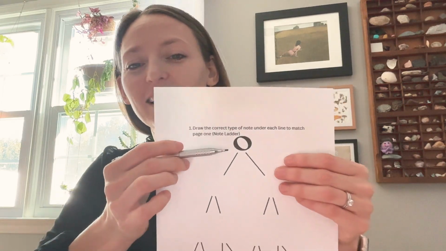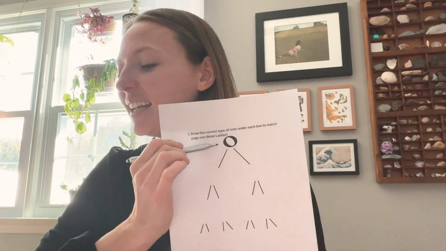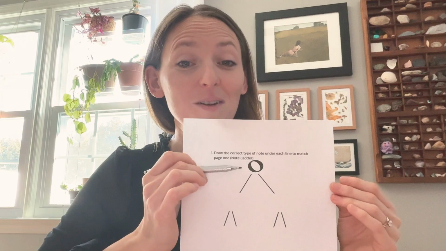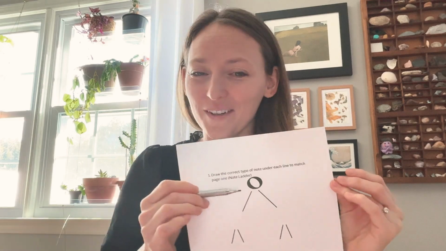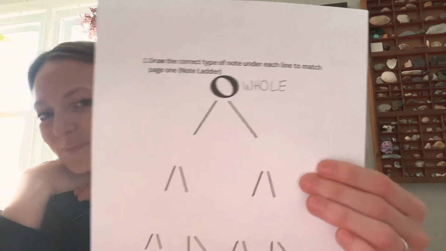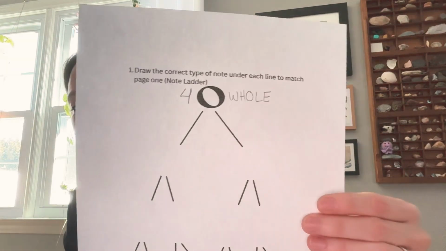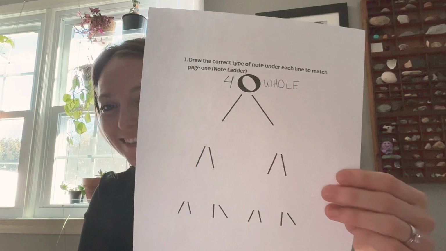Okay, so let's start here at the top of our ladder. We have our biggest note. That's why he's at the top. He is the king. He takes up the whole measure. Does anyone know the name of that note? A whole note. Okay, so whole is spelt W-H-O-L-E. Whole note. And it gets 4 beats. We say ka.